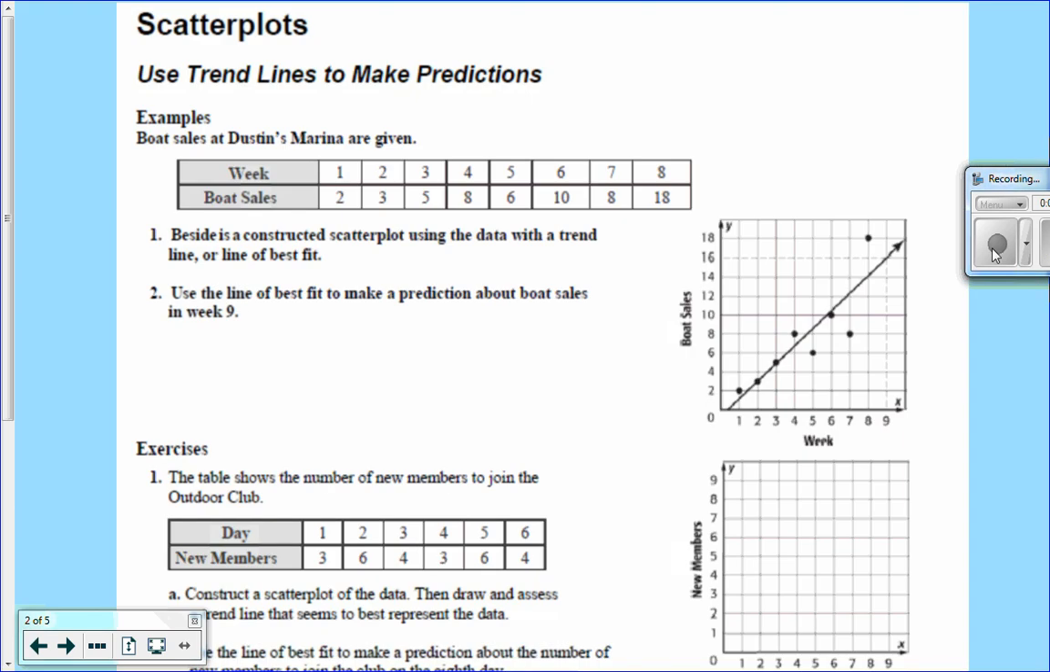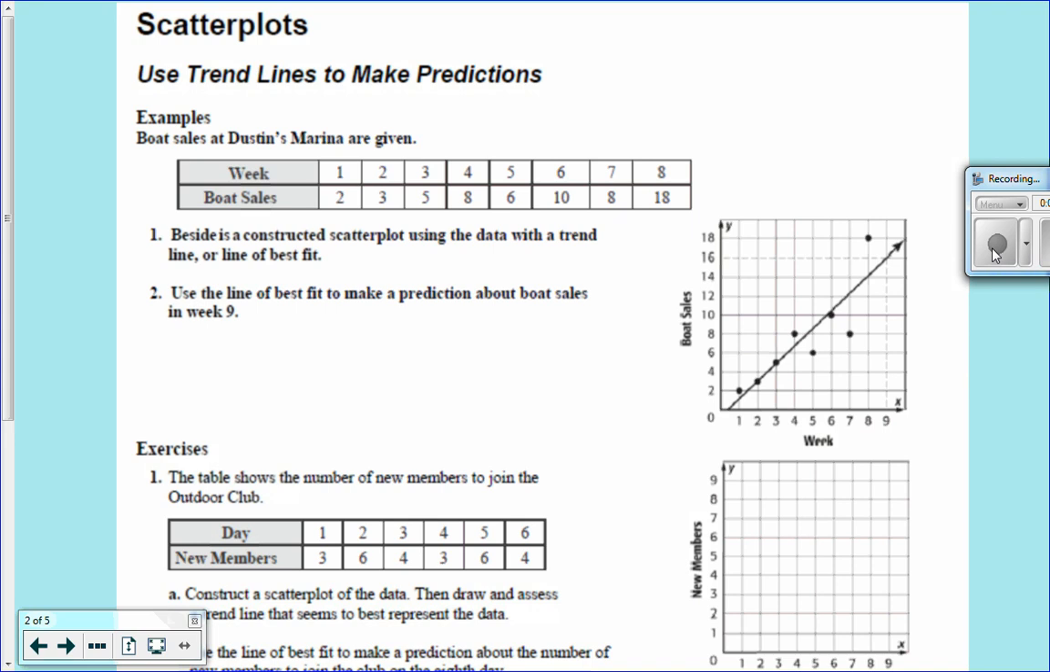Alright, so we are going to use trend lines to make predictions on scatter plots. Our first example: boat sales at Dustin's Marina are given. There's a table of values, and they took those ordered pairs and plotted them. We learned last Thursday this is a trend line. The side is a constructed scatter plot using the data with a trend line, or remember, it's just a line of best fit, where most of the points are. We're going to use the line of best fit to make a prediction about boat sales in week 9.